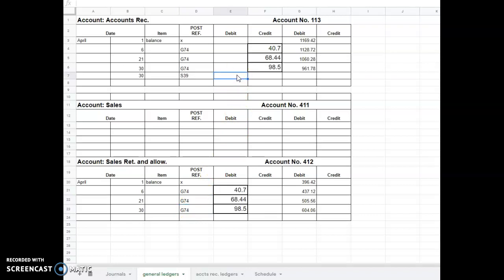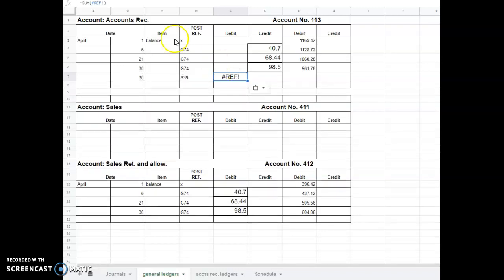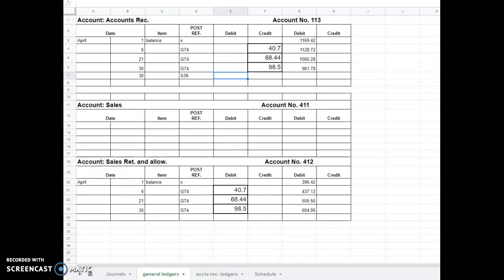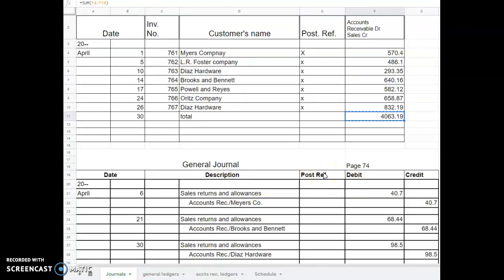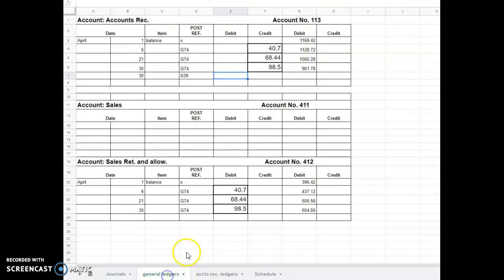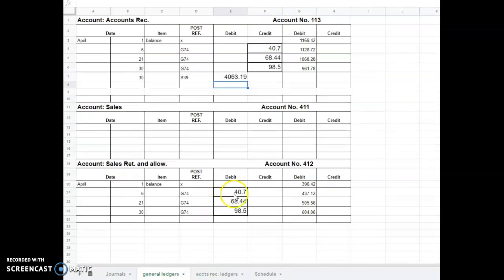Okay, so sales journal. This is going to be a debit. 4,063.19. So we're going to debit. In this situation, we're going to go ahead and subtract. Okay, so, I'm sorry, we had been subtracting. In this situation, we're debiting a debit. So we're going to go ahead and add. So our new balance, our ending balance should be 5,018.97.